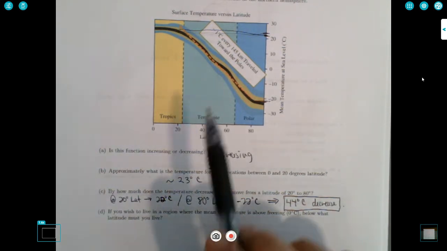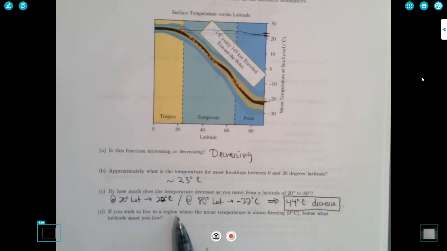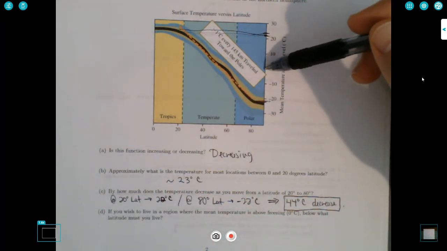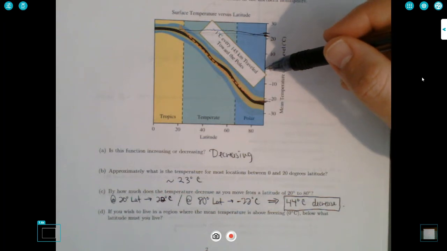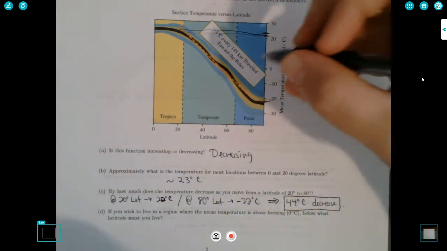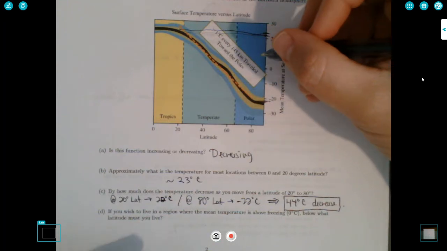Okay, last question about this graph. It says, if you wish to live in a region where the mean temperature is above freezing, so above 0 degrees Celsius, below what latitude must you live? So you want the mean temperature to be above freezing. So here's the freezing temperature, and you want the mean temperature to be above that, right? So at what latitude must you live?